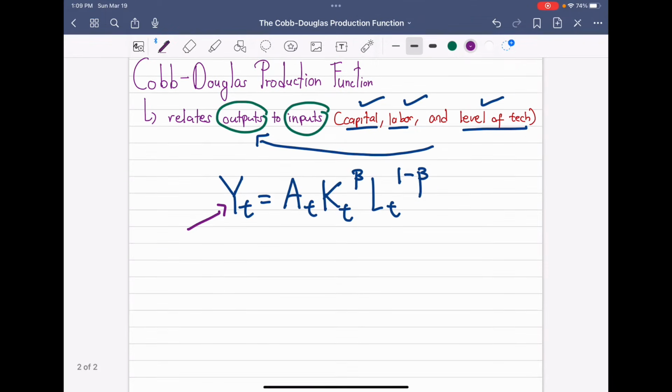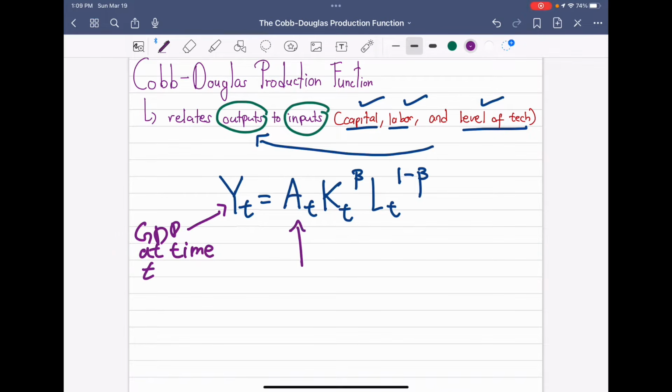Y_t is the economy's output, which is the GDP. So I'm just going to write GDP here. GDP at time t. The t below here is just indicating time. So Y is output or GDP, so GDP at time t.